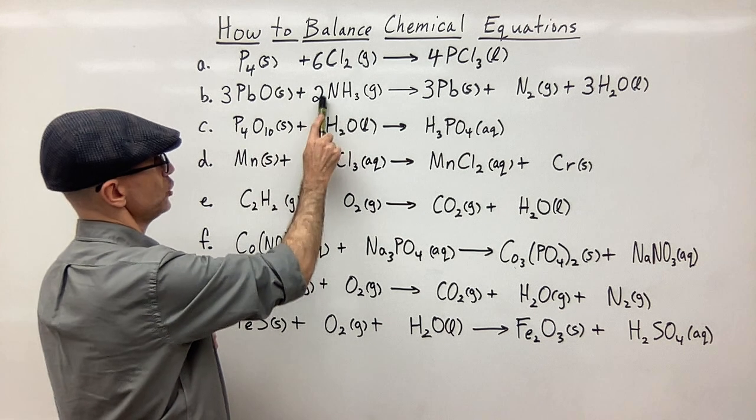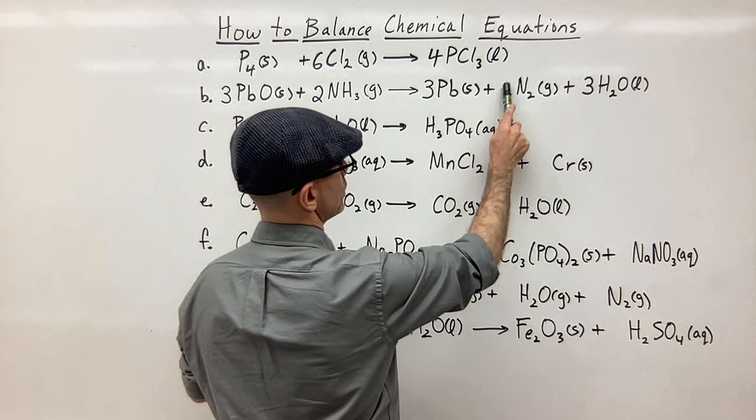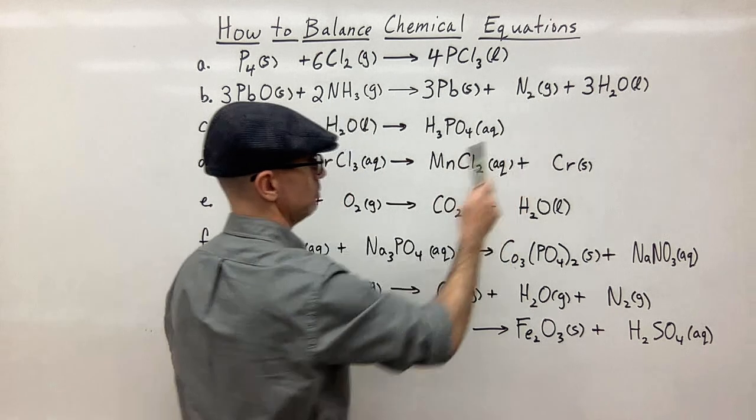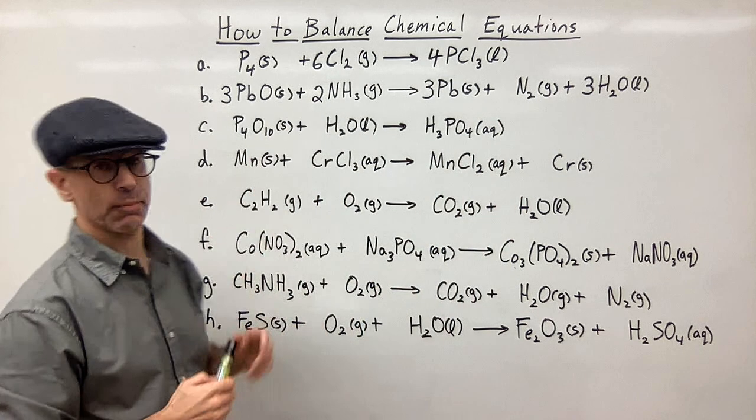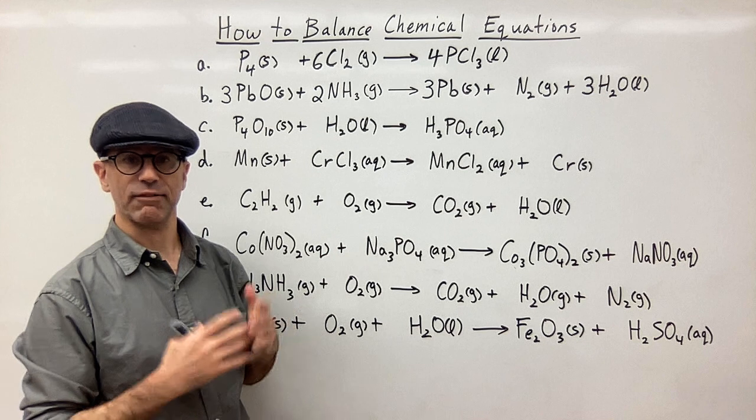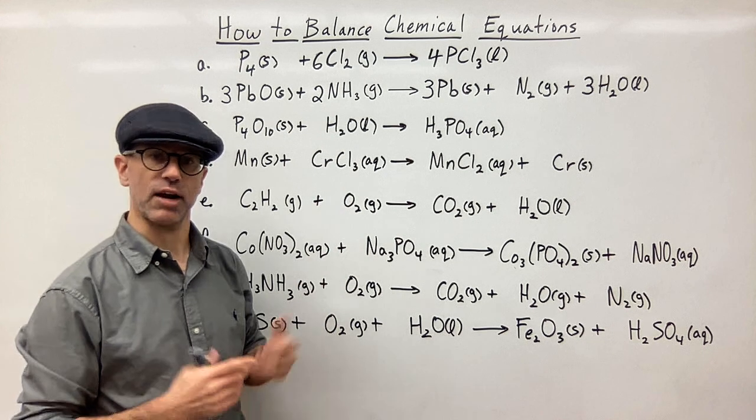2 times 1 is 2. And then over here I have 1 times 2 nitrogen. So I have nitrogen balanced on both sides. So this is balanced. Everything is balanced. And you can double check to make sure everything's balanced.